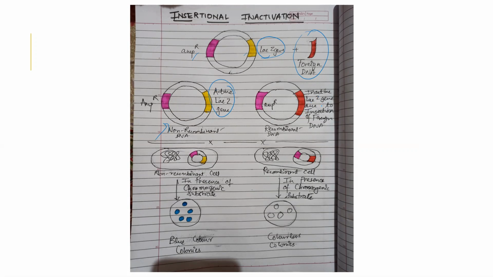So the LacZ gene is inactive due to the insertion of the foreign DNA. Now the non-recombinant cell, since the LacZ gene is present, in presence of the chromogenic substrate, will give blue color colonies because the LacZ gene produces beta galactosidase, and beta galactosidase in presence of chromogenic substrate produces blue color colonies. In this case, it is a recombinant DNA, and the LacZ gene is inactive. So in presence of the chromogenic substrate, it will produce colorless colonies because there is no beta galactosidase produced, as the LacZ gene is inactive. So that is referred to as insertional inactivation.